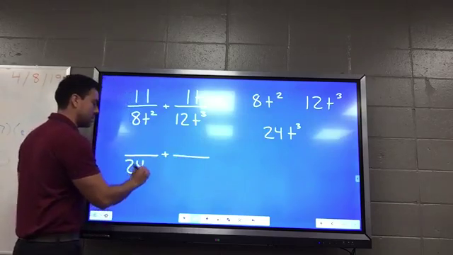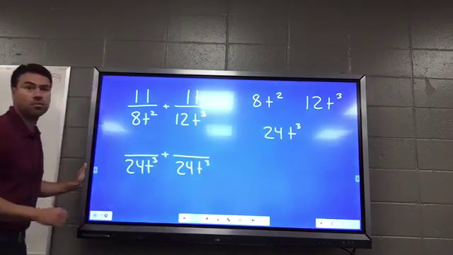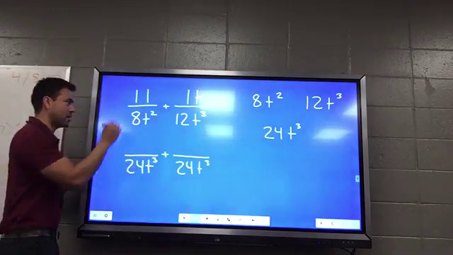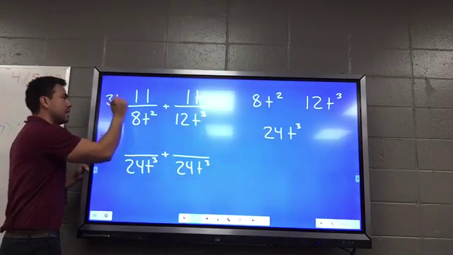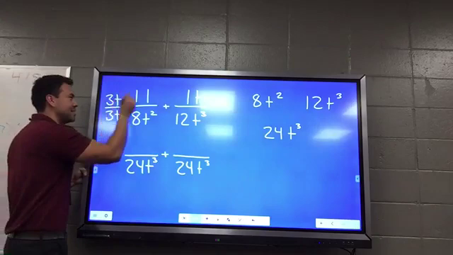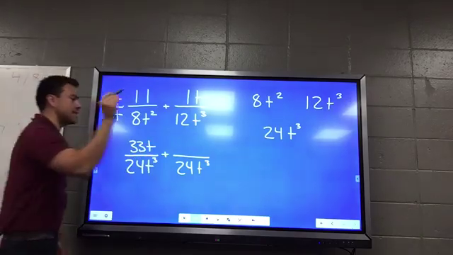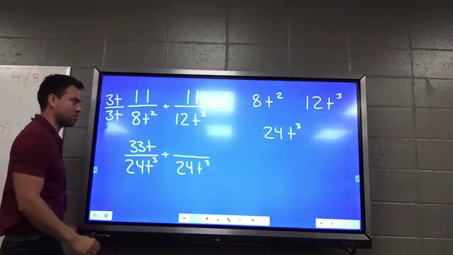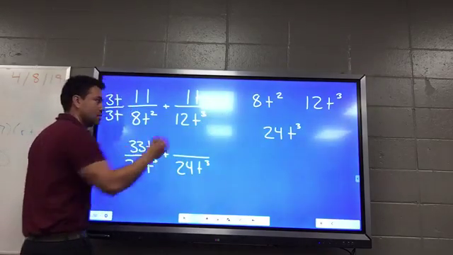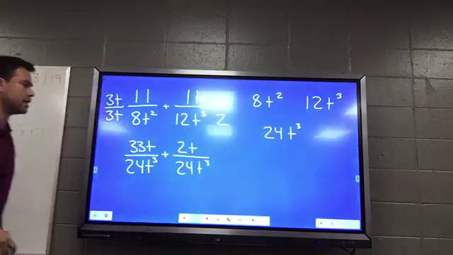So I want both denominators to be 24t cubed. What did I multiply the first fraction by to get 24t cubed in the denominator? 3t over 3t, which is worth 1. What's 3t times 11? 33t. What do I multiply the second fraction by to get 24t cubed? 2 over 2. That gets me 2t over 24t cubed.